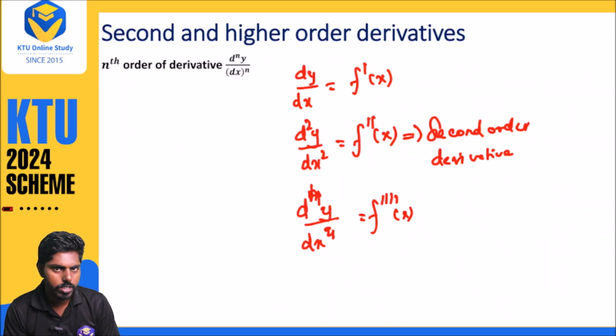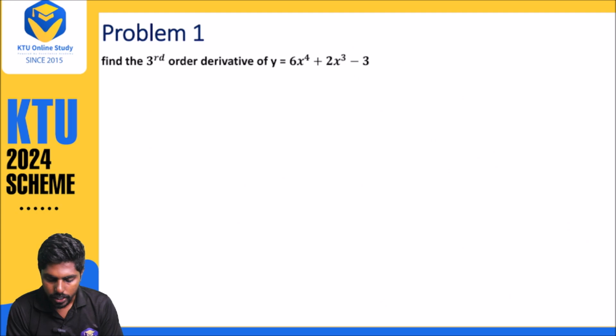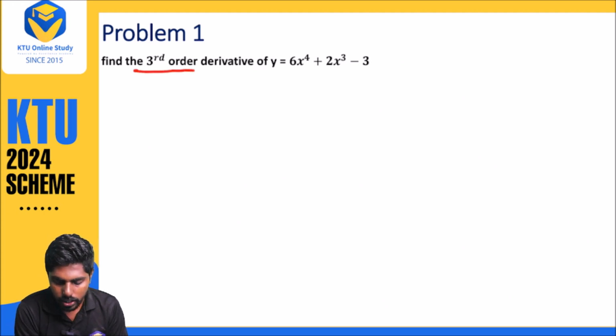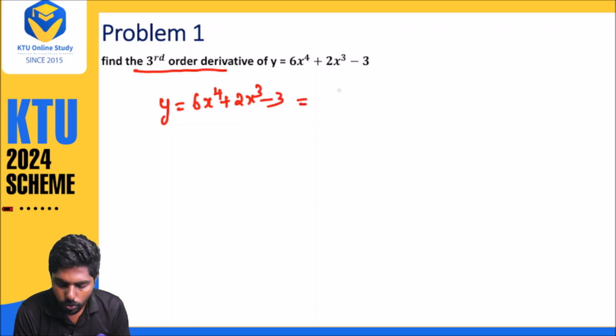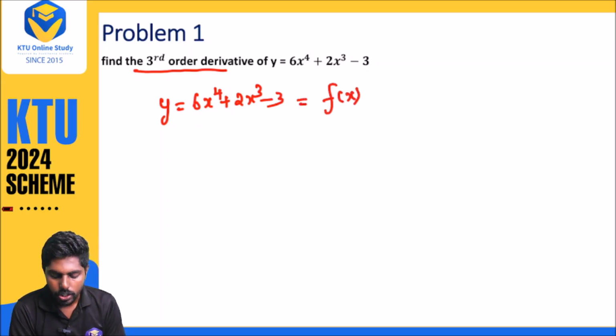From here, you can expect a compulsory 2 mark problem. What have they given in the question? They are asking, find the third order derivative. What have they given? y is equal to 6x power 4 plus 2x cube minus 3. This is nothing but f of x. They have asked for the third order derivative.